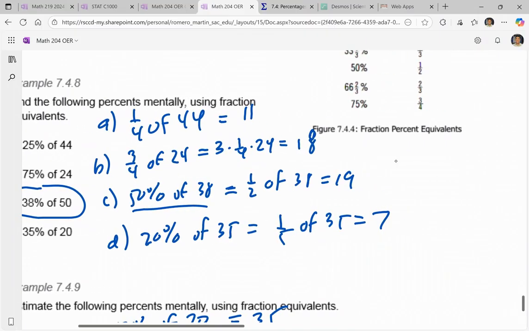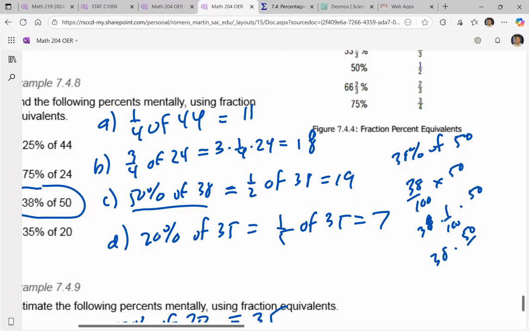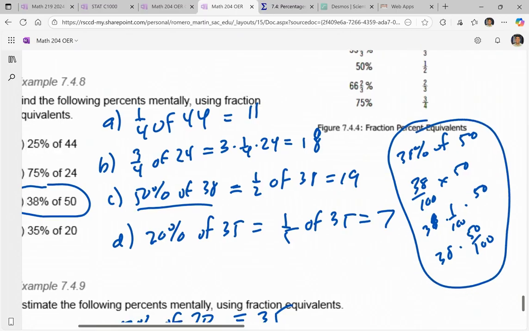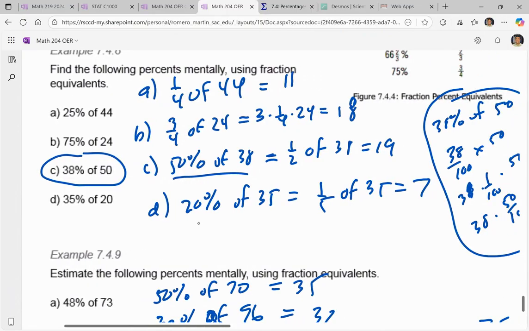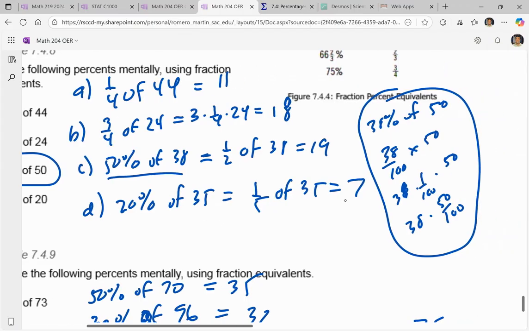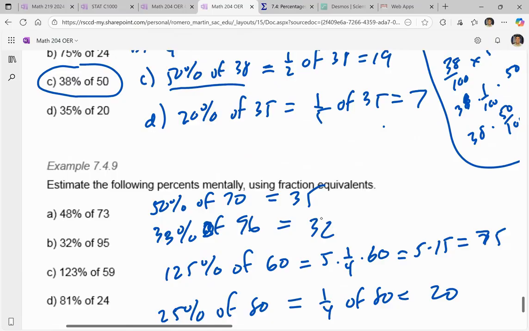When we think about it, if you're doing 38% of 50, that's 38 out of 100 times 50. But again, you could say 38 times 50 over 100. So you could see how they're equivalent. That's why you can interchange them. It's kind of a cool trick. So 35% of 20, that's hard to do, but I can do 20% of 35. 1/5 of 35 is 7. So kind of cool to think about that mental trick.